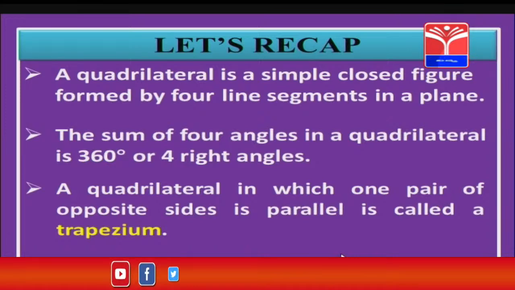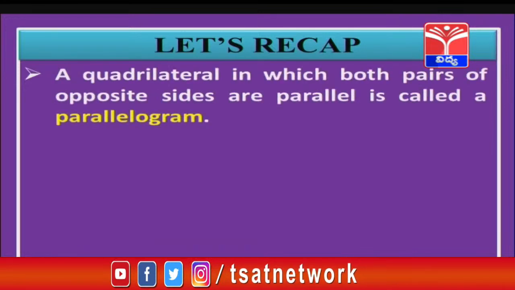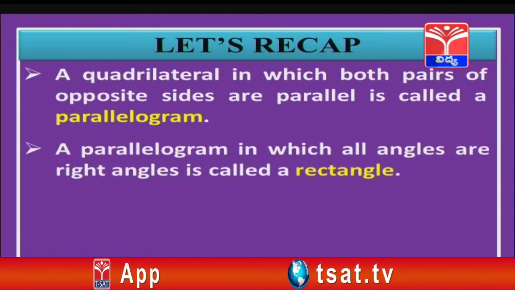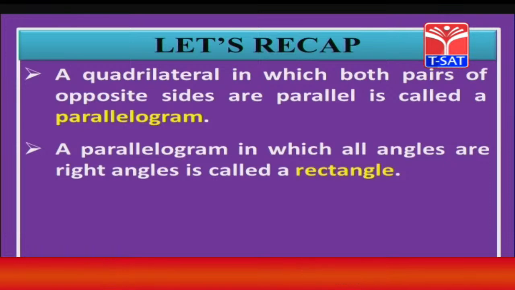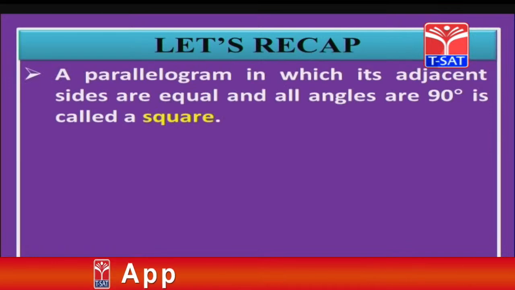A quadrilateral in which one pair of opposite sides is parallel is called a trapezium. A quadrilateral in which both pairs of opposite sides are parallel is called a parallelogram. A parallelogram in which all angles are right angles, or I can say it is 90 degrees, is called a rectangle. A parallelogram in which its adjacent sides are equal is called a rhombus. A parallelogram in which its adjacent sides are equal and all angles are equal is called a square.